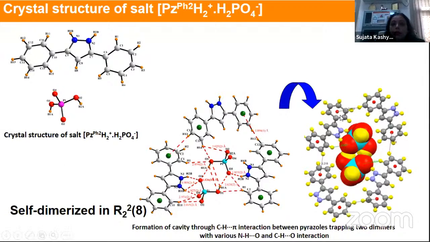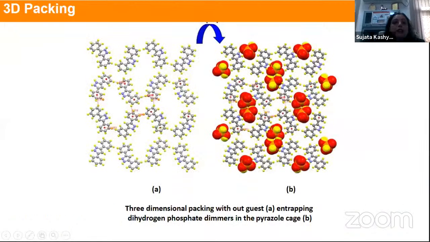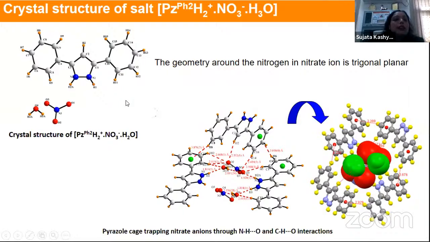As I had already told you, these are the protonated pyrazole rings, capturing the dimer of the dihydrogen phosphate. And if we see the 3D packing, without dihydrogen phosphate and with dihydrogen phosphate, these are the cavities which are filled by this. The pyrazoles arrange themselves in such a way as to make a cavity for the dihydrogen phosphate anion.